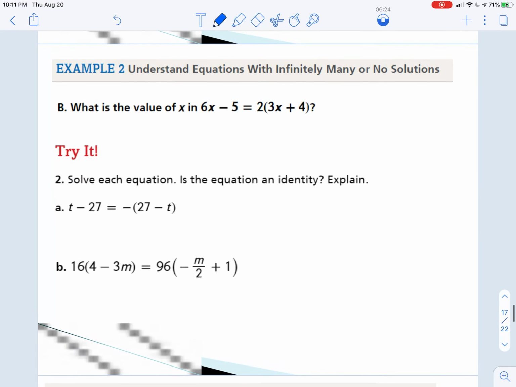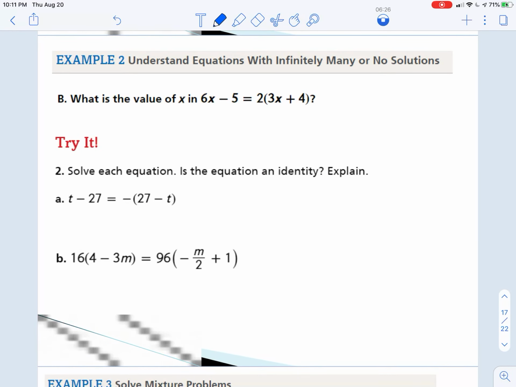Let's go to the try it if you want to pull your computer up. First of all, excuse me, there's a letter B here. Before we do the try it, I almost missed that. So here's letter B. Let's take a look at this one. So I have 6x minus 5 equals, and I'm going to do some distributing here. 2 times 3x is 6x, and 2 times a positive 4 is a positive 8, or plus 8.